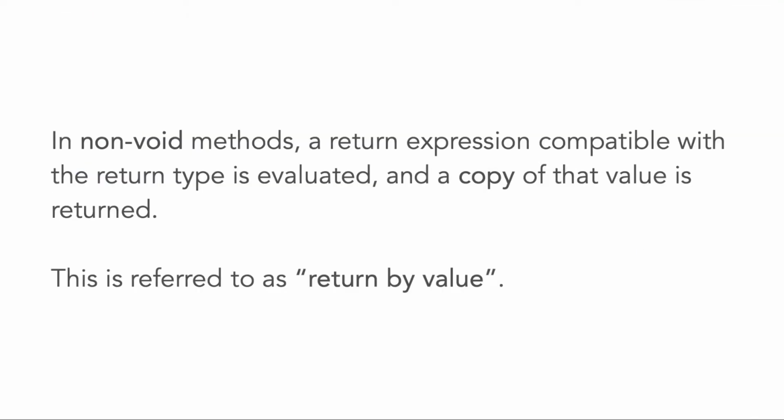In non-void methods, a return expression compatible with the return type is evaluated, and a copy of that value is returned. This is referred to as return by value. This means the original value is not changed, and it is a safe way to access the instance variables.